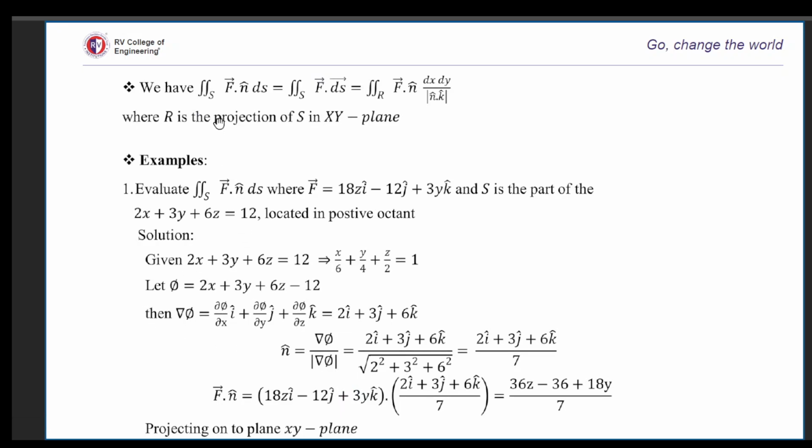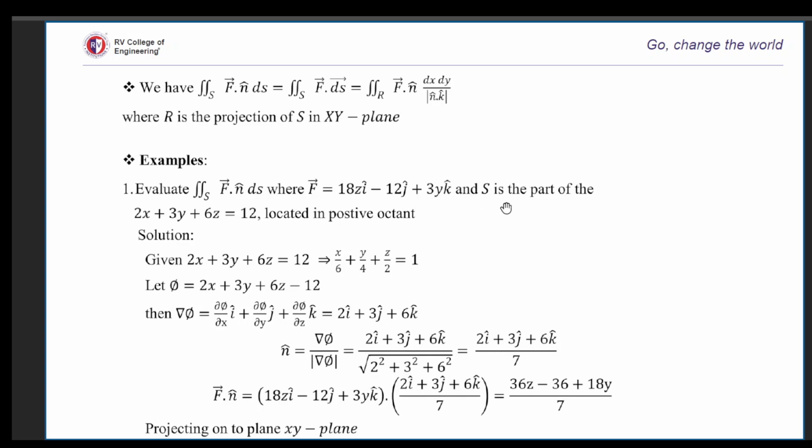We have the following expression. So if we have to evaluate a surface integral, it should be projected onto, say, one of the coordinate planes, and then this is a multiple integral to be evaluated over the given region of the projection. We'll discuss a few examples here. I have an example: evaluate the surface integral.